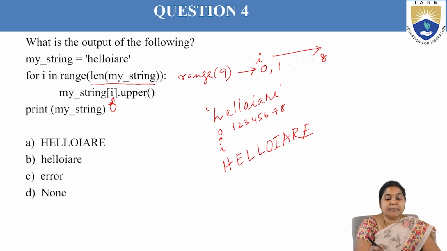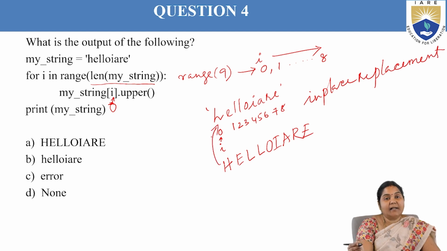In-place replacement of the string at the same place cannot happen. So this H cannot be converted into capital H. This E cannot be converted into capital E. This cannot be converted into capital L, and so on. So in-place replacement is not possible in Python. Though it is internally converting into uppercase, we are not storing it anywhere.